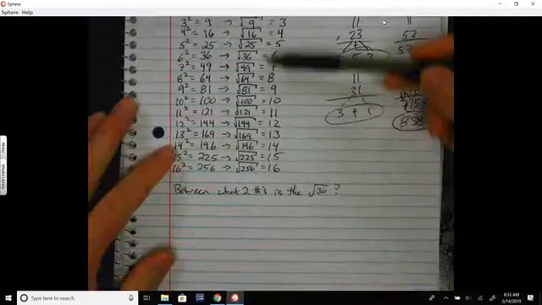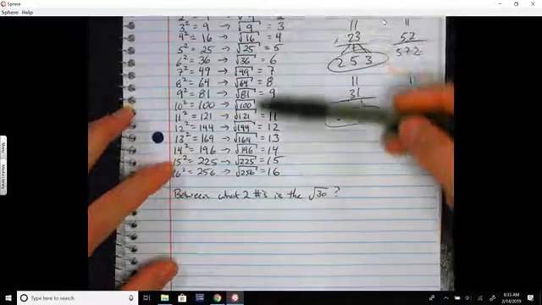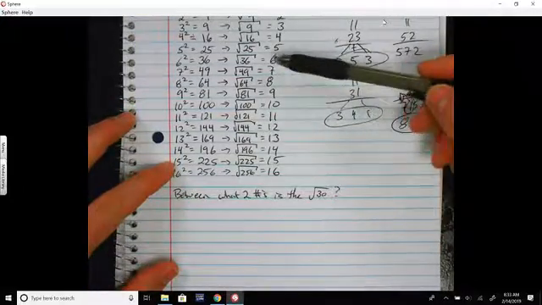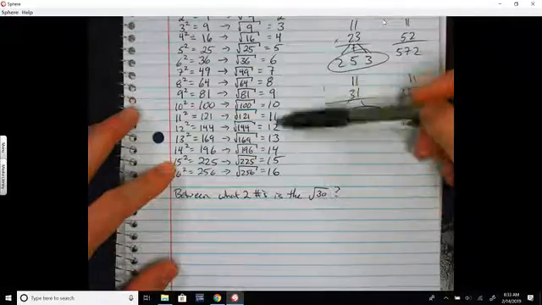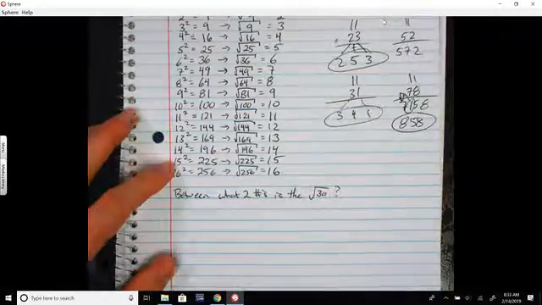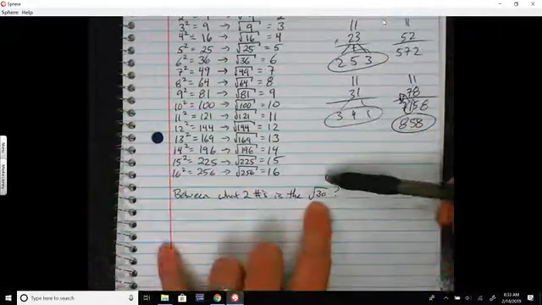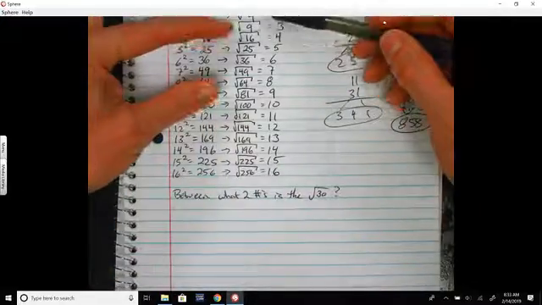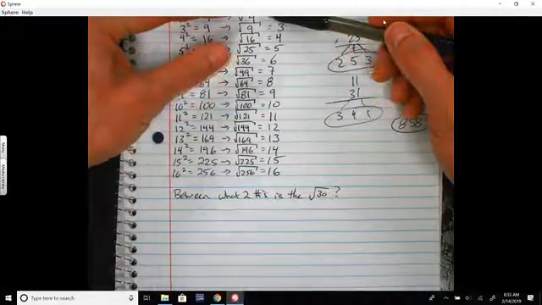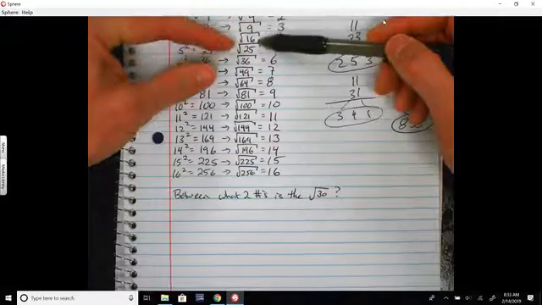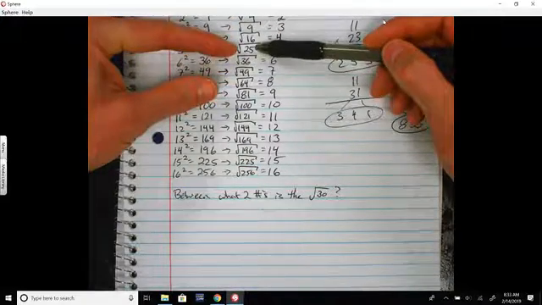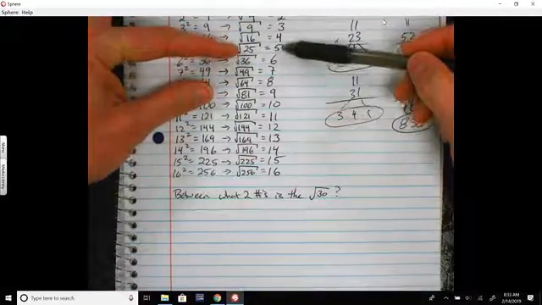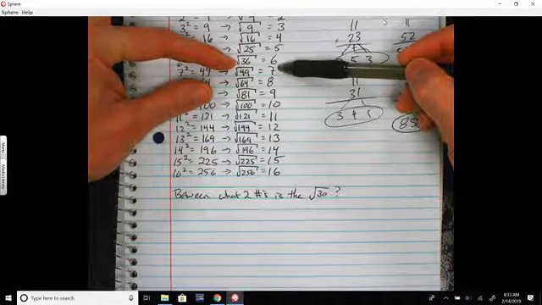Now, is 30 a perfect square on our table? No. So it's not going to be an integer answer. It's not going to be a plain number, it's going to be a decimal. So if you look, where does 30 fall between? Is it between 0 and 1? No, it's between 25 and 36. So your answer would be between 5 and 6.